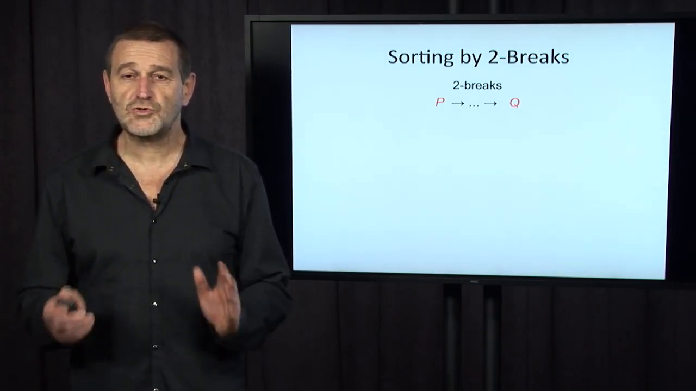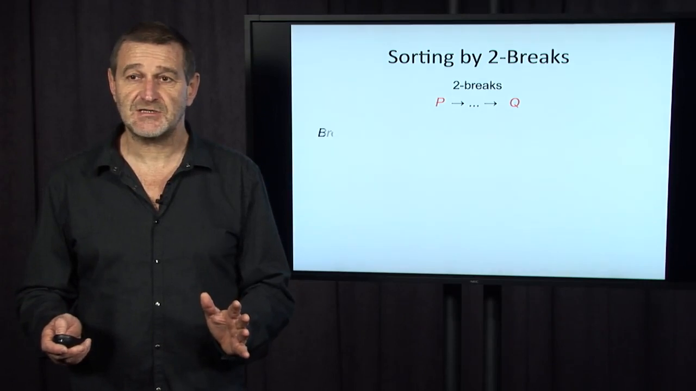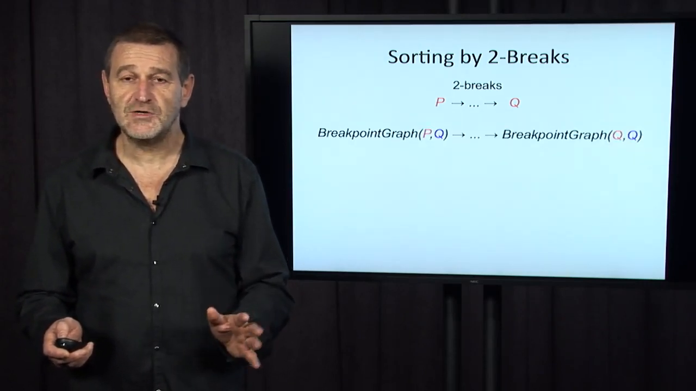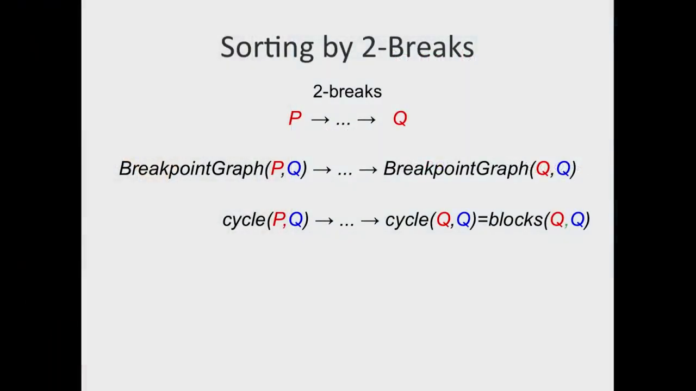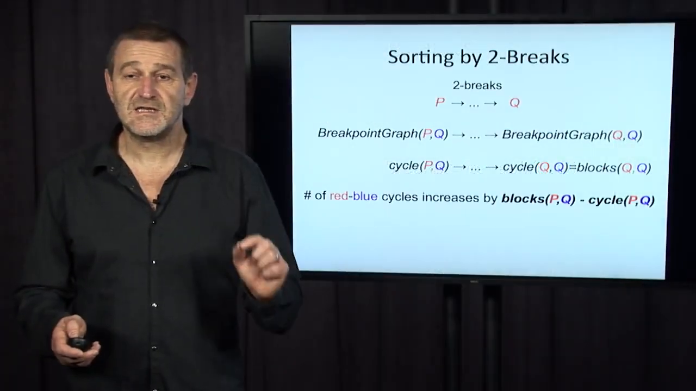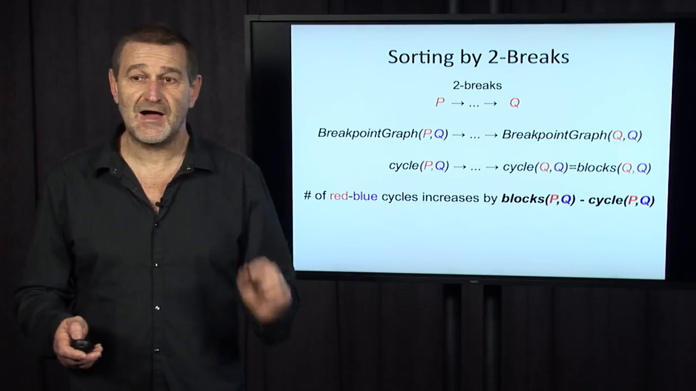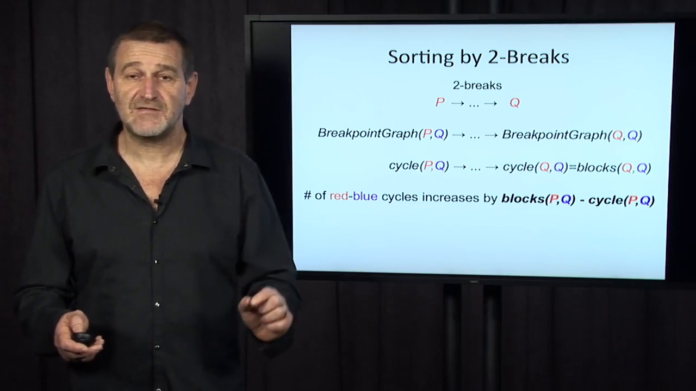We don't know what two breaks accomplish this transformation, but what we know is that during this transformation, the breakpoint graph of P and Q changes into the breakpoint graph of Q with itself, which means that the cycle number of P and Q is changing into the cycle number of Q with itself, which in turn is simply the number of blocks in Q. Therefore, whatever transformation of P and Q accomplishes it, the number of red-blue cycles increases by the number of blocks in the genomes P and Q minus the number of cycles between P and Q.